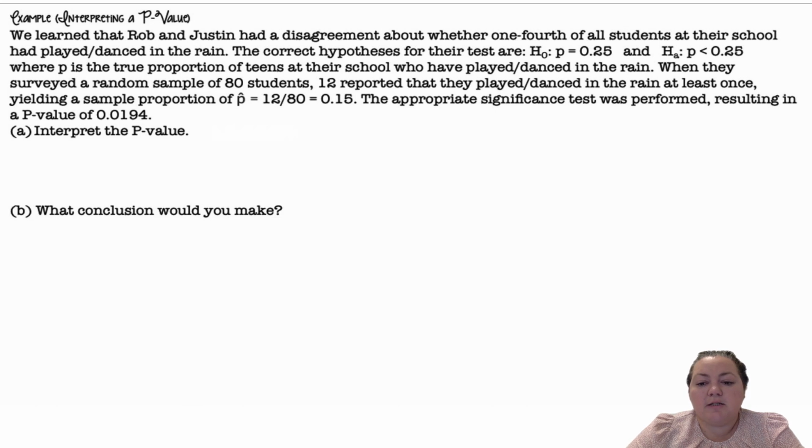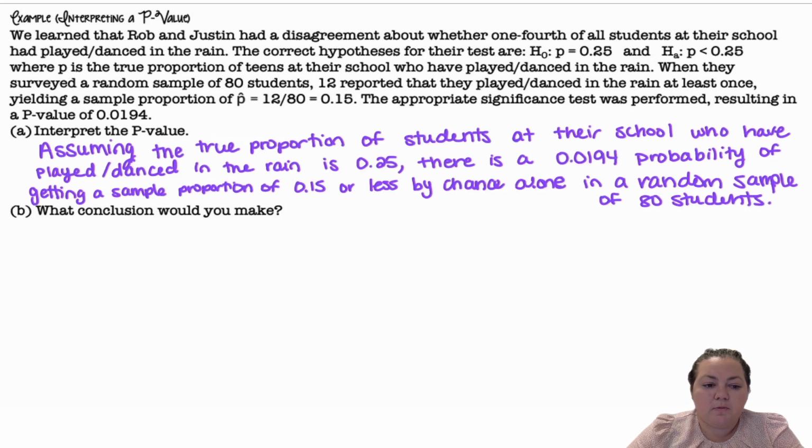The appropriate significance test was performed, resulting in a p-value of 0.0194. Interpret the p-value. So interpreting the p-value is a little bit tricky. Assuming the true proportion of students at the school who have played or danced in the rain is 0.25, so assuming the null hypothesis is true, there is your p-value, 0.0194 probability of getting what we got, so a sample proportion of 0.15 or less by chance alone in a random sample of 80 students.